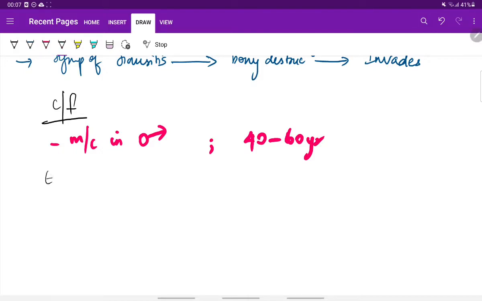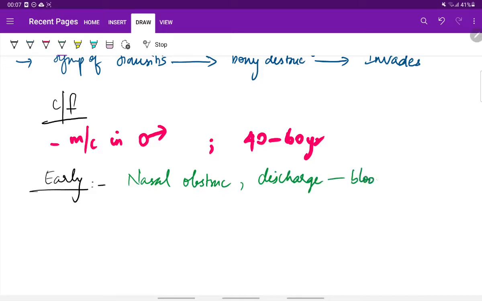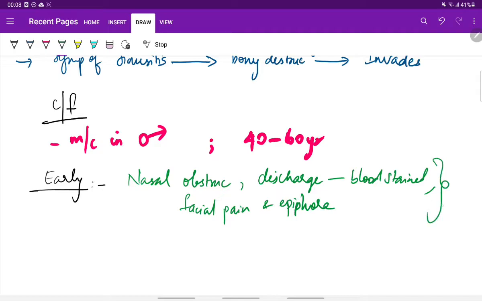The early features are nasal obstruction or stuffiness, nasal discharge, which is often blood stained, and there can also be other symptoms like facial pain and epiphora. So all these symptoms are similar to that of sinusitis. So in early stages, the carcinoma of maxillary sinus can be mistaken for sinusitis.